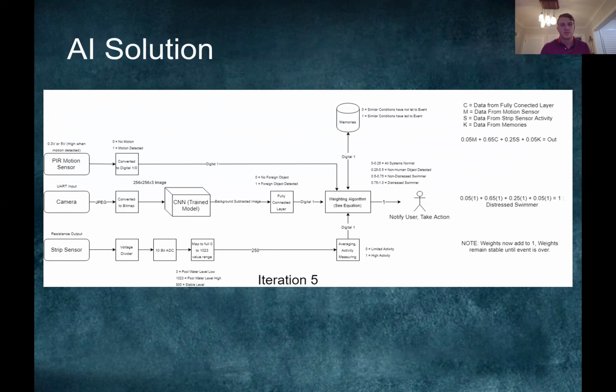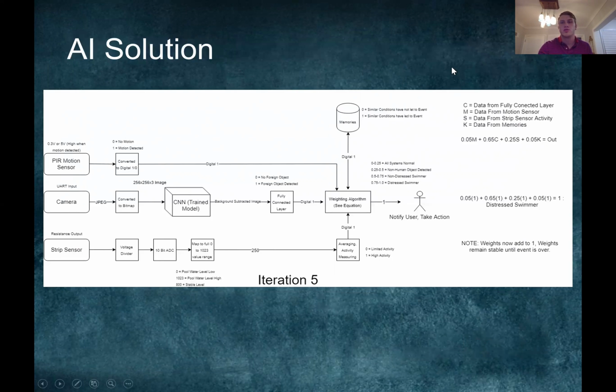And the strip sensor provides a resistive output, which, using a simple voltage divider circuit, a 10-bit ADC, and mapping that to a 10-bit range, can essentially be taken into a simple algorithm node in our ROS system. It averages it and can basically give us a digital 1 or 0 saying there's a limited amount of activity or there is high activity in the pool.